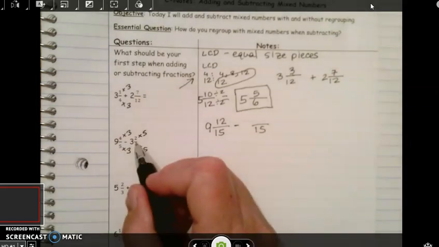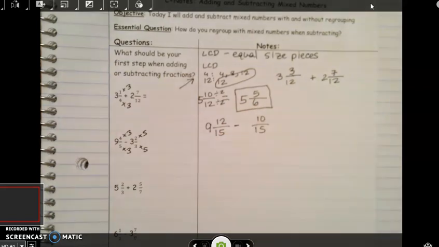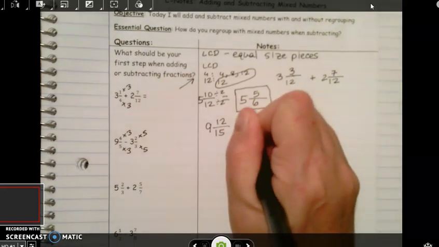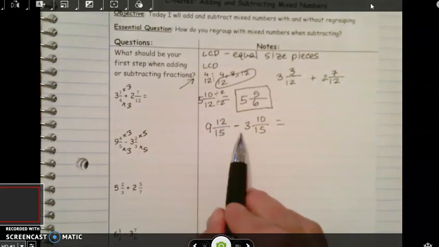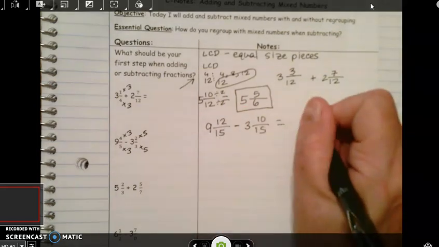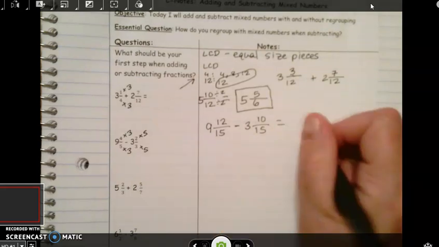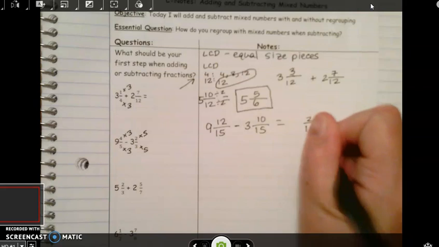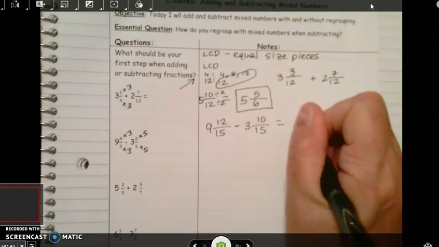So 2 times 5 is 10. My whole number is 3. So now I'm going to subtract my numerators. 12 minus 10. Bring over the denominator. Subtract the whole numbers. 9 take away 3 is 6.